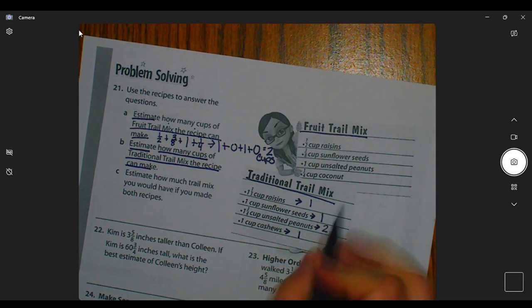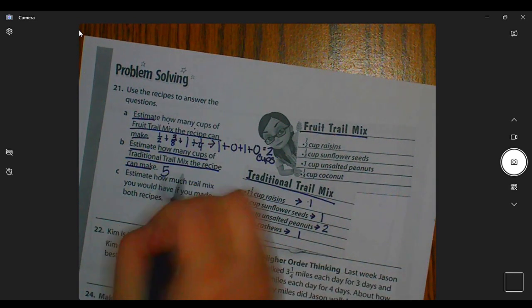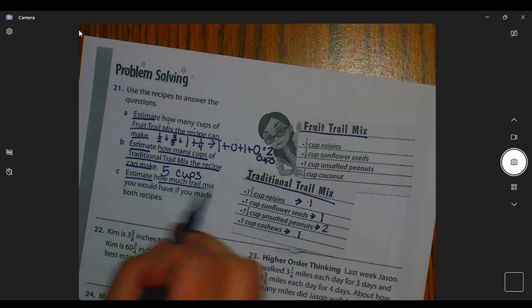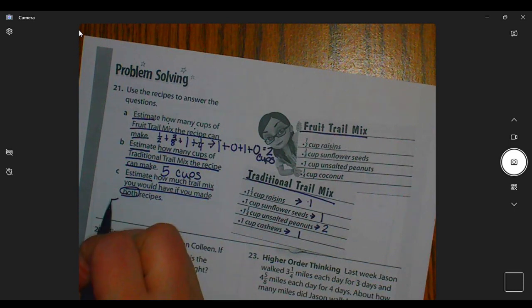1 plus 1 is 2, plus 2 is 4, plus 1 is 5. So it's about 5 cups. Now, estimate how much trail mix you would have if you made both recipes. So 5 cups plus 2 cups equals 7 cups.